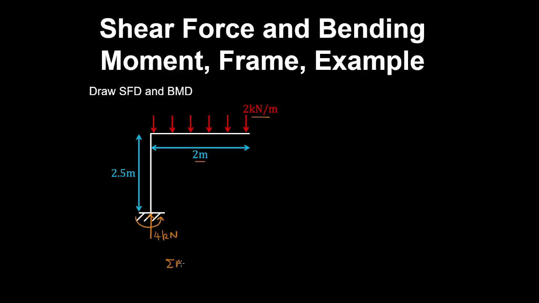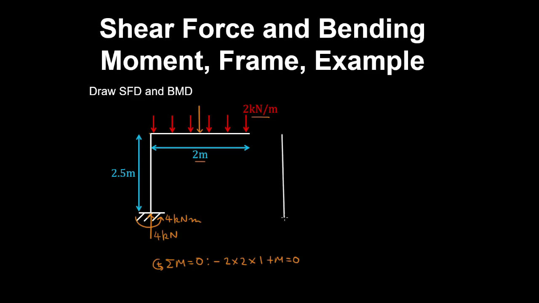So taking a sum of moments about the support, with our usual counterclockwise convention being positive, we have a moment produced by the uniformly distributed load that's clockwise, and the resultant has a magnitude of 2 kilonewton per meter by 2 meters, and it acts in the middle of that load. So therefore the moment arm is 1 meter. And then plus the moment reaction is equal to 0. So the moment reaction is 4 kilonewton meters.